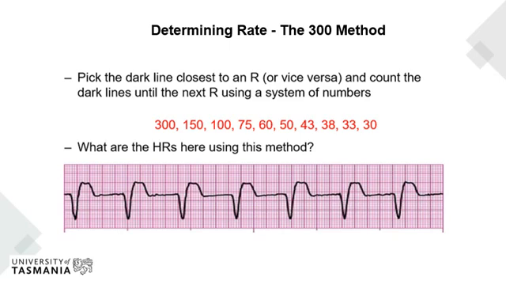Now, if we look at applying that method to the ECG on screen, we use the first two complexes as an example as they line up on a dark line or close to it. We can see that there's 1, 2, 3, 4. It finishes on the fourth dark line. So if we count them, we've got 300, 150, 100, 75. So the heart rate for this rhythm would be 75 beats per minute.